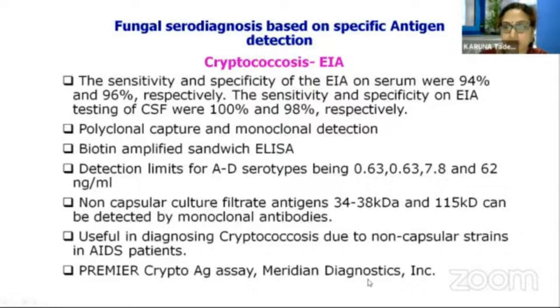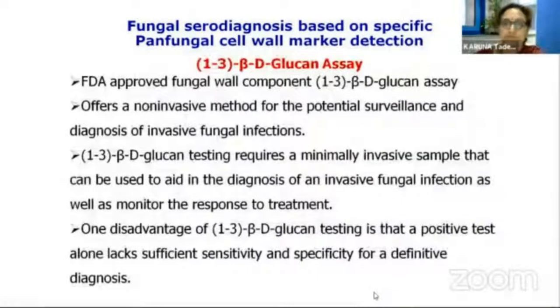If we just want to summarize the enzyme immunoassay for cryptococcosis, what we have understood is that the point of care test is either the IMI-based technique or the lateral flow assay, which is validated and FDA approved, or the BiOSynex which we are using, where you just put the sample and get the results within 10 minutes. You can use it with serum, CSF, whole blood, and plasma. These are the samples which can be used.